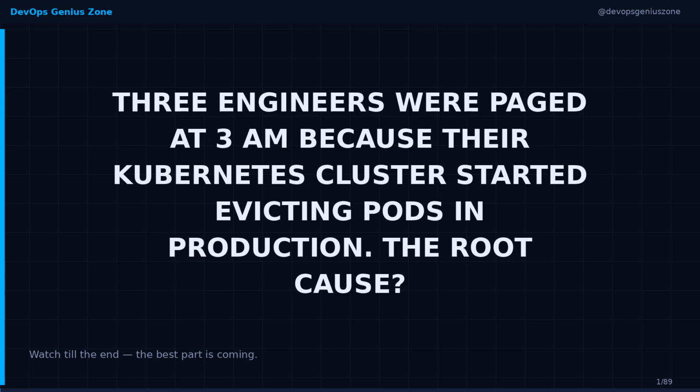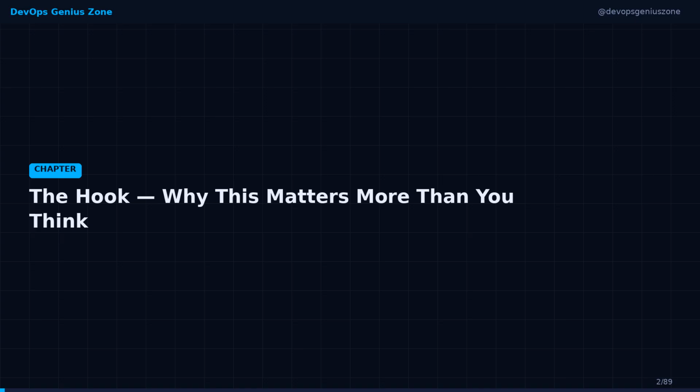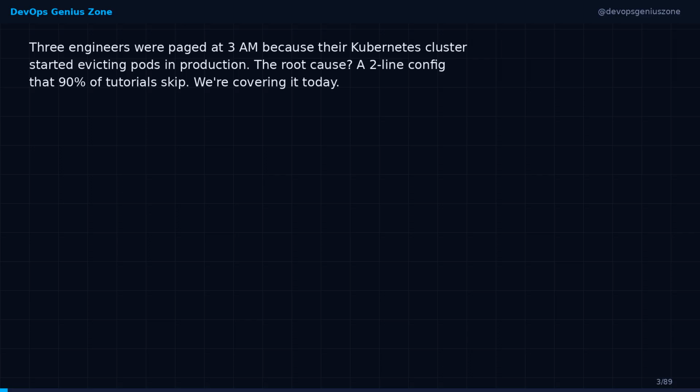Three engineers were paged at 3 a.m. because their Kubernetes cluster started evicting pods in production. The root cause? A two-line config that 90% of tutorials skip. We're covering it today. Welcome to DevOps Genius Zone.